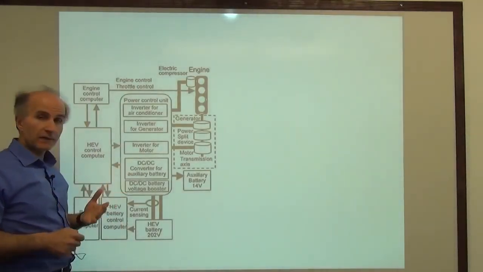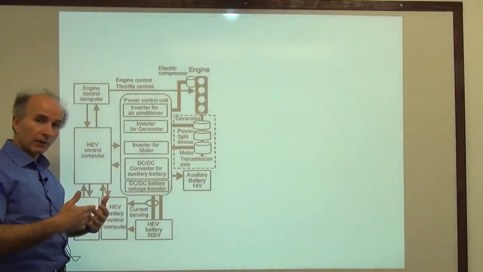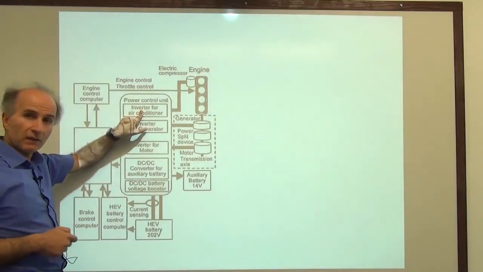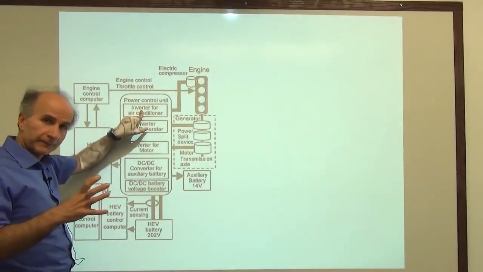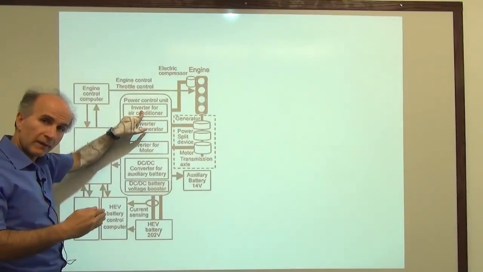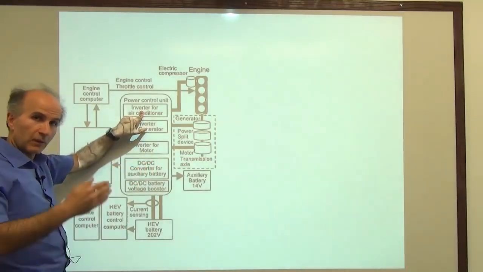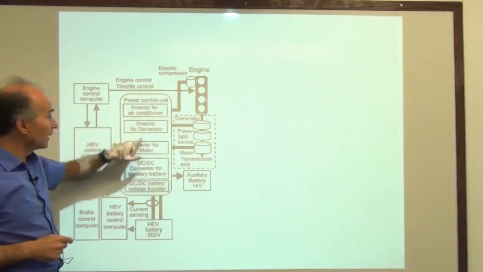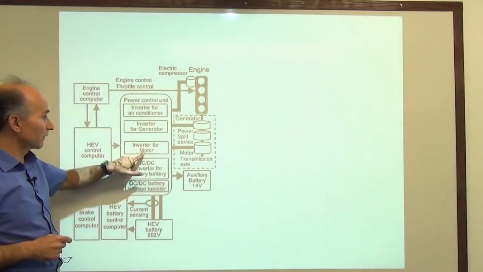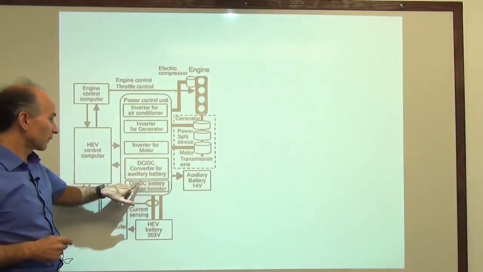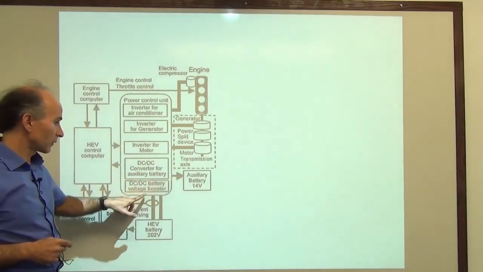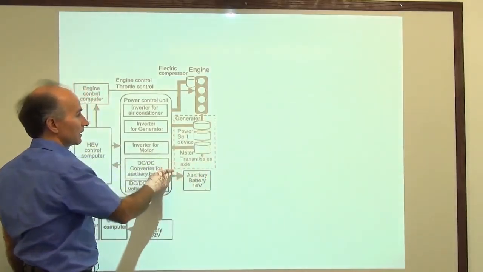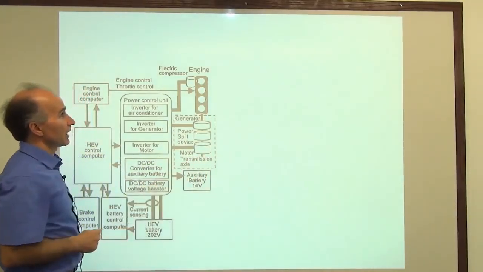Then we have various generators that interact with the battery and the engine. So here, these things that are called inverters. Inverter means some sort of circuit that converts, for example, one DC voltage to another DC voltage. Maybe 50 volts to 200 volts, and so on. So we have one inverter for the air conditioner, one inverter for the generator, an inverter for the motor, a DC-DC converter for the auxiliary battery, a DC-DC battery voltage booster, and so on. And I have another generator here that controls the motor and the transmission axle.